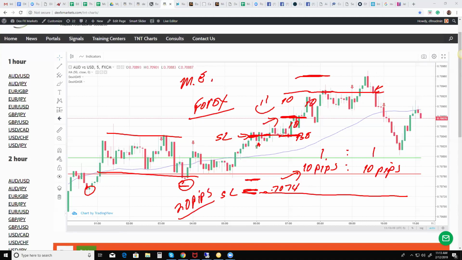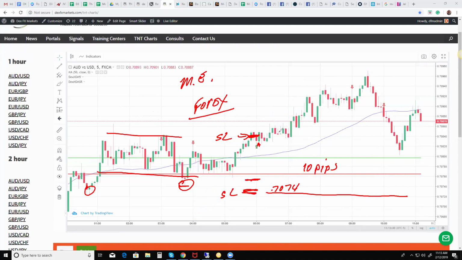right? No matter what a pip is to you, it doesn't really matter. What matters is how many lots you have. If you had 0.01, you probably made about $2, right? If you had a mini lot on there, you made 20 bucks. You had a standard lot, you made 200, right? So it comes out to be a pretty lucrative pattern to be able to trade on either side. Now, again, depending on what your balance is, which we'll talk about here in just a minute.